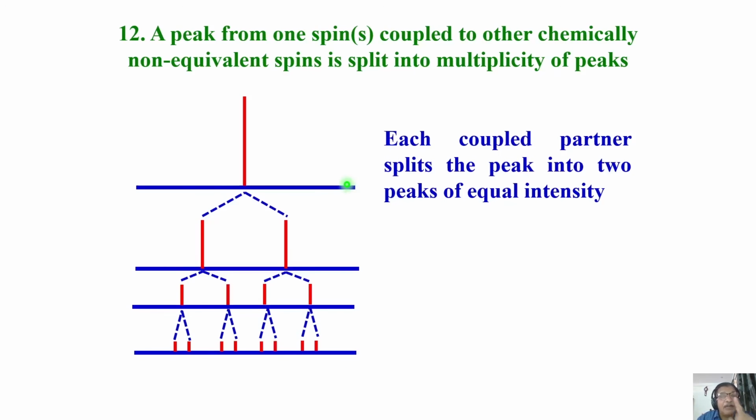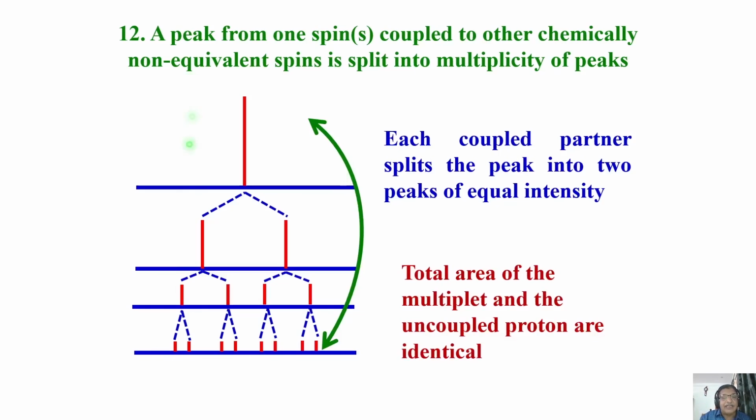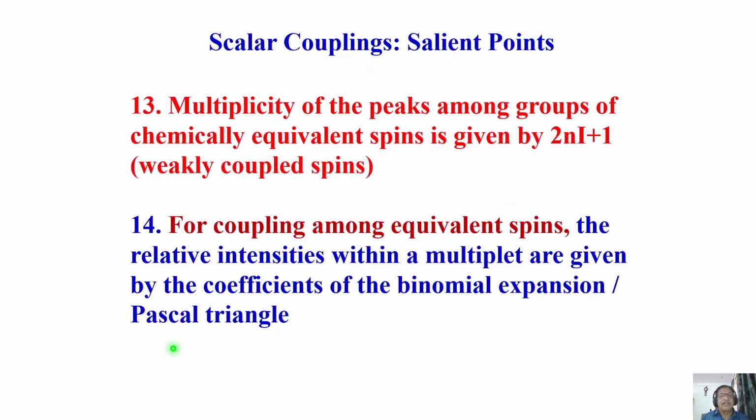But one important point you must remember: the total intensity of this peak before splitting, and the intensity of all these 8 peaks, remains the same. The total area of the multiplet and the uncoupled proton are identical. There is no difference at all. Get my point? Very interesting. You must remember this. A peak from one spin coupled to other chemically inequivalent spins splits into a multiplicity, but finally the area remains the same. It's identical.